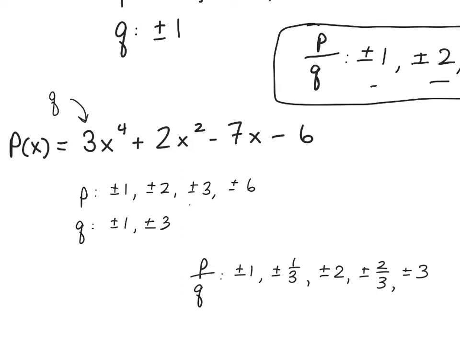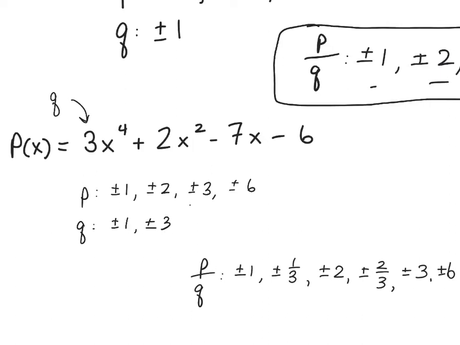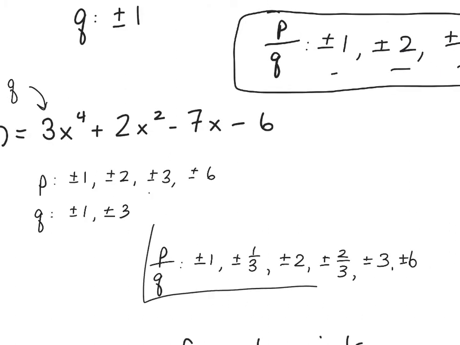Now 6 divided by 1 is 6, and then 6 divided by 3 is plus or minus 2, and we already have that one, so we don't need to repeat it. So this would be a list of possible rational zeros. This is not a list of the zeros, this is a list of possible rational zeros. Because again, p of x was a fourth degree polynomial, so it has 4 zeros. It can't have all of these values as zeros.